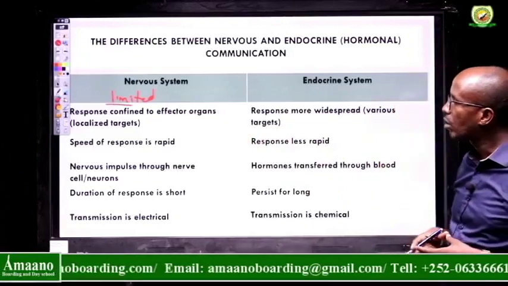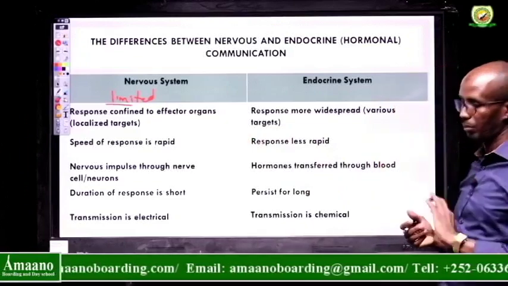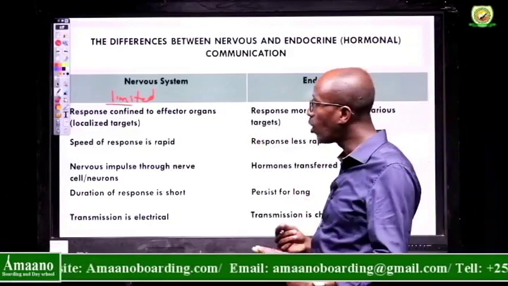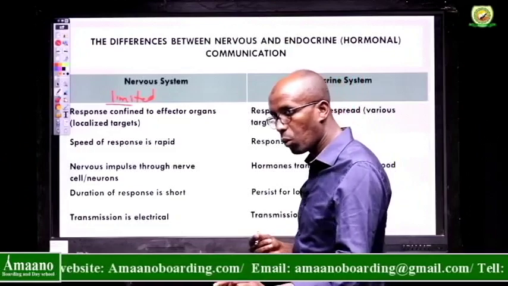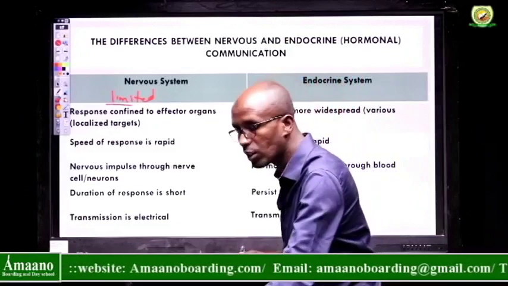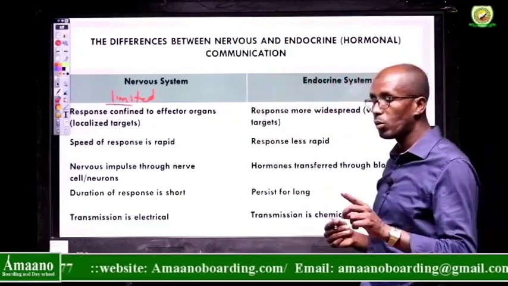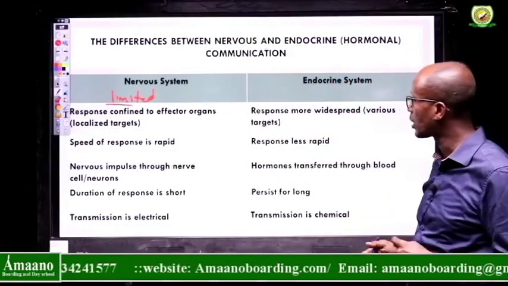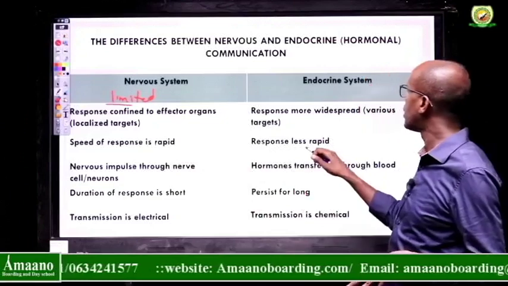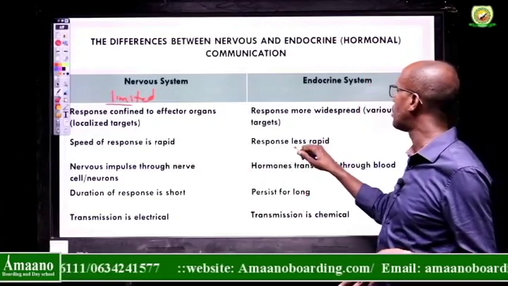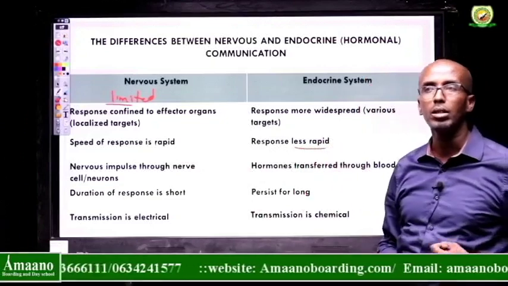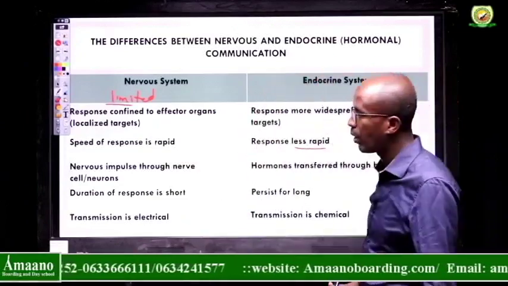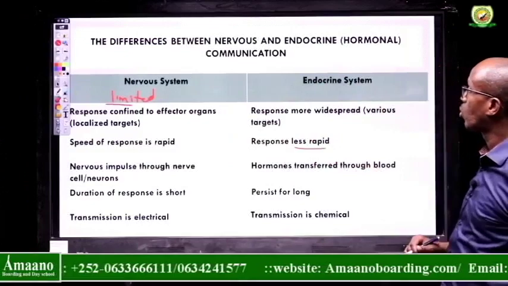The speed of the response is rapid. You cannot calculate how long it takes when you touch a hot object. Within a fraction of a second, you withdraw your hand from the hot object. So this is very rapid, but the endocrine response is less rapid, because sometimes it takes minutes, it may take hours, days, sometimes years. So this is very slow.